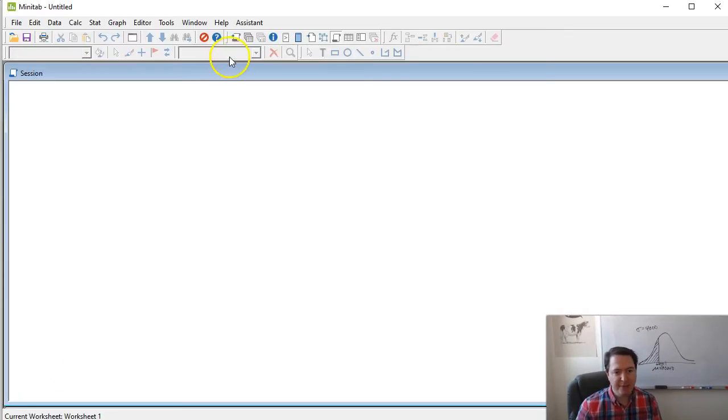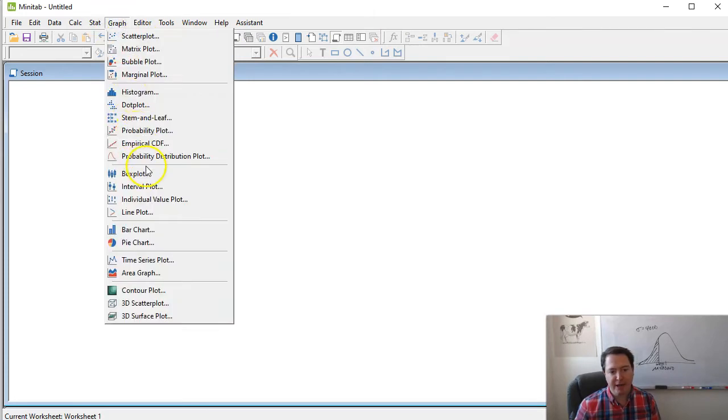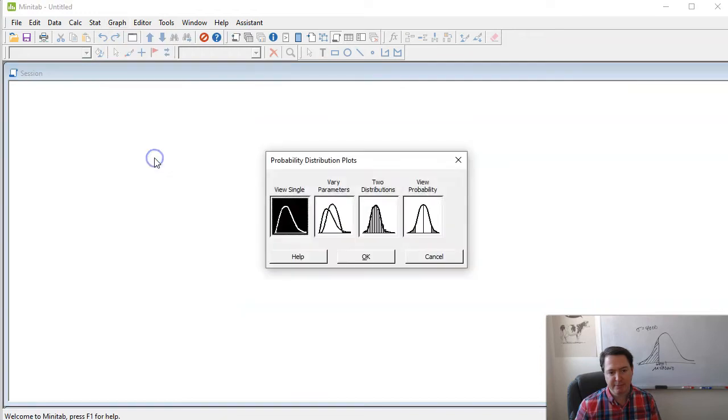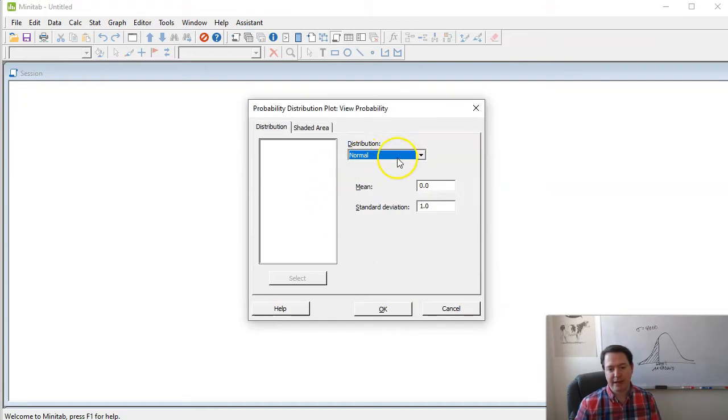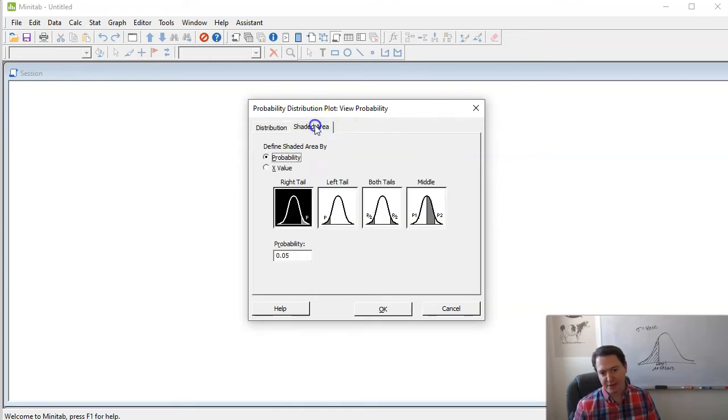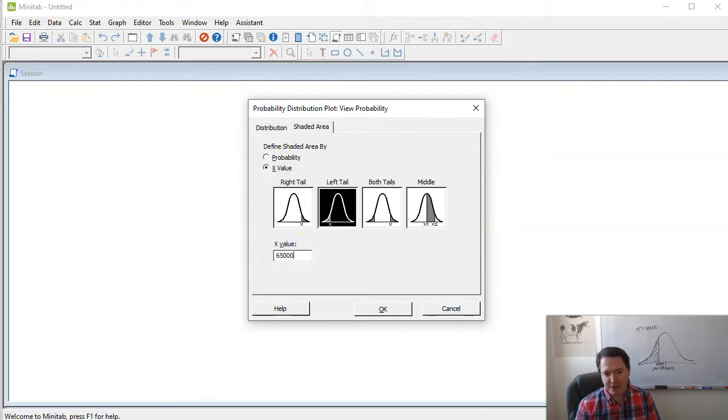I'll switch over to Minitab here, and we'll go to Graph and Probability Distribution Plot. I want to view a probability. And the distribution I want to use is normal, so we'll make sure that's set to normal, with a mean of $70,000 and a standard deviation of $4,000. Now I'm going to select the shaded area, which will be the left tail, and I want to define that shaded area by a specific x value. Specifically, it's the area to the left of 65,000, so I put that here for my x value. All right, so now I can click OK.